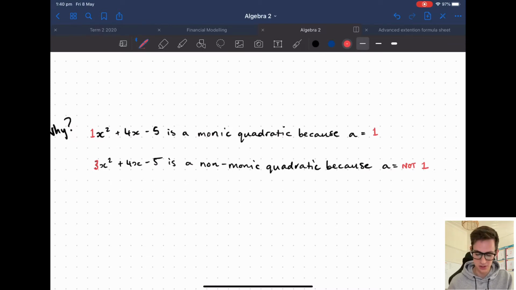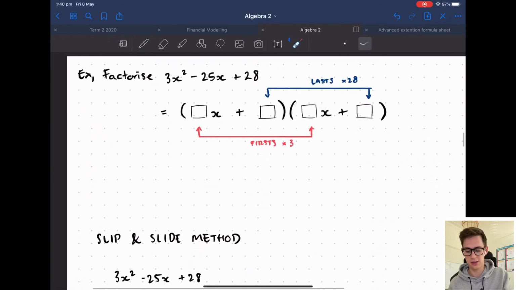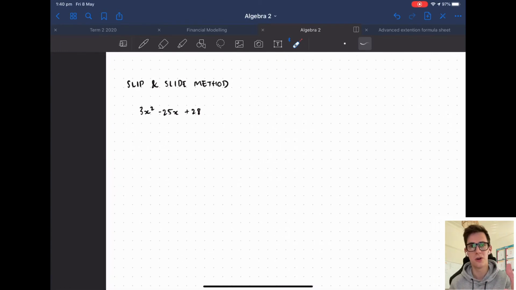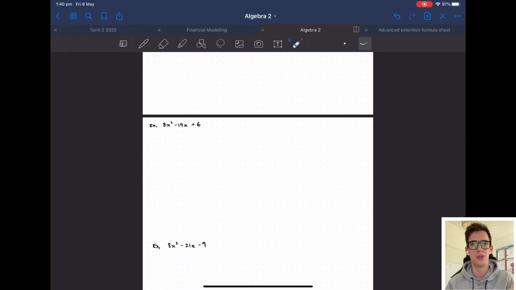Okay? So, I'm going to walk you through how to factorize non-monic quadratics, or in other words, quadratics where they don't have a 1 out the front. I'm going to go through a method that is a little bit tricky. I'm going to go through what I call the slip and slide method, which is kind of like my shortcut version for it, which you can remember and use. And then I'm also going to show you how to do it with the quadratic formula, because it's so much better and it's so much easier.